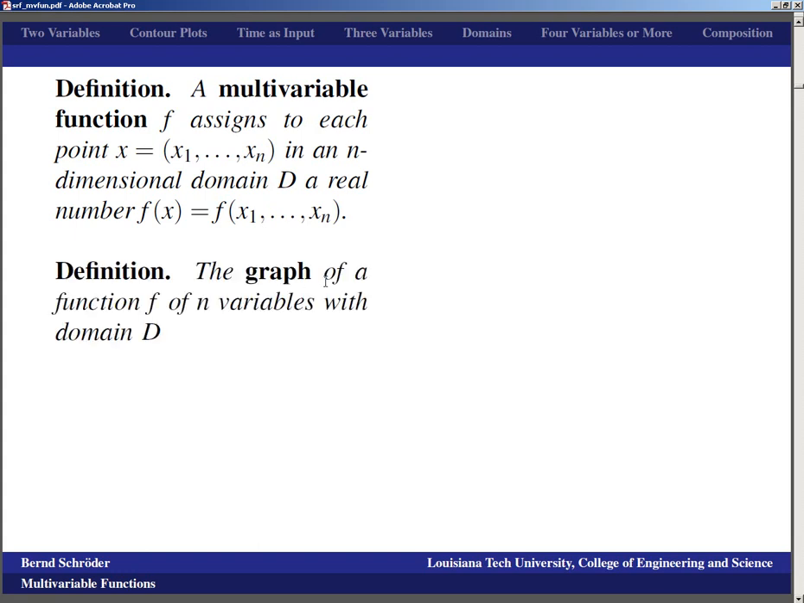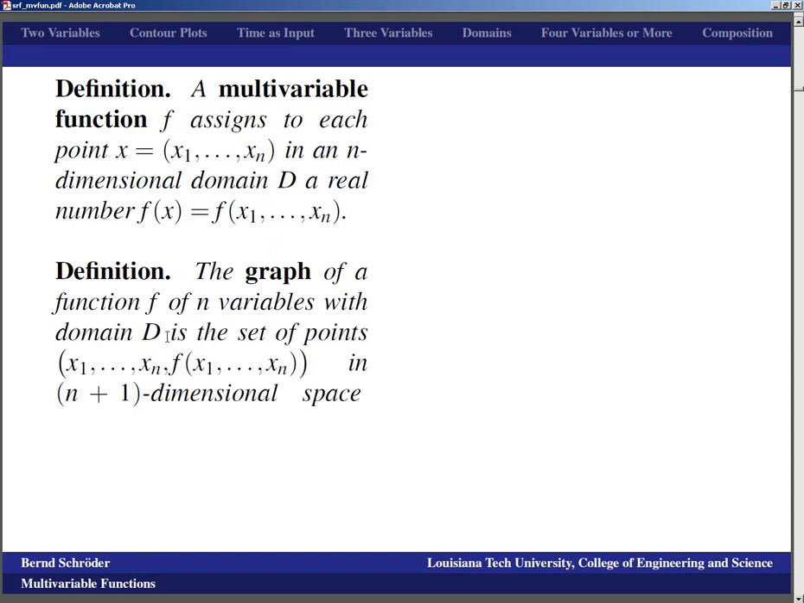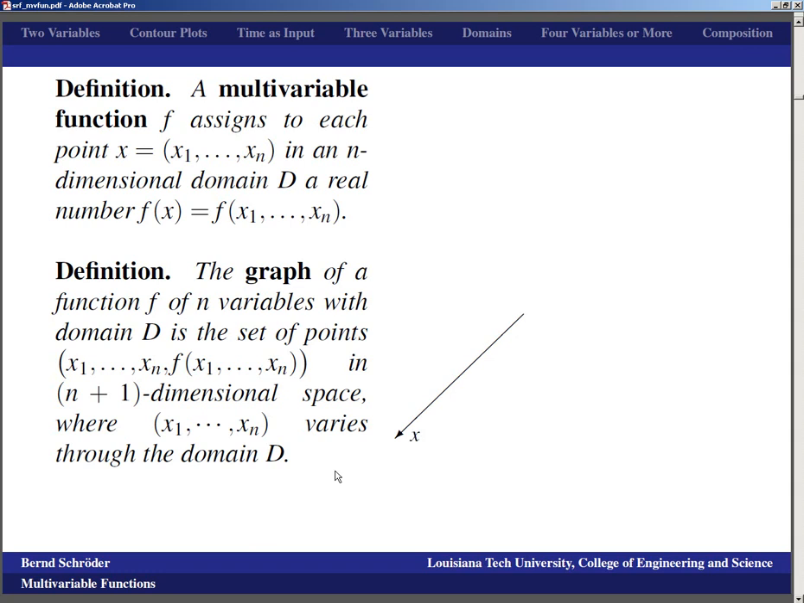And similarly, the definition of a graph of a multivariable function, a function of n variables with domain D, well, that is a set of points (x1 through xn, f of x1 through xn) in n+1 dimensional space, where x1 through xn varies through the domain D. And if we want to look at the graph visually, the best we can do is look at a function of two variables. So that's what we're going to do.